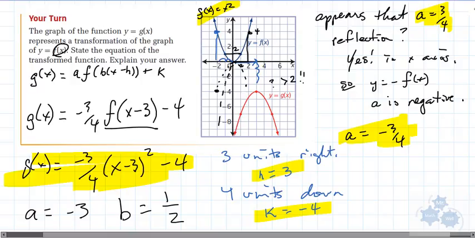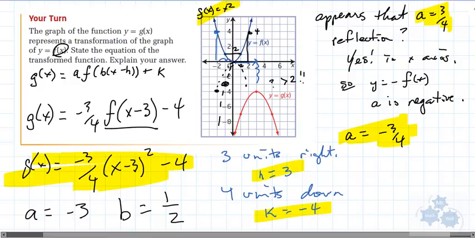So instead of 1, 1, it would be 1 and 3 right here. And then you squished, and then by 1/2, so you doubled the width.